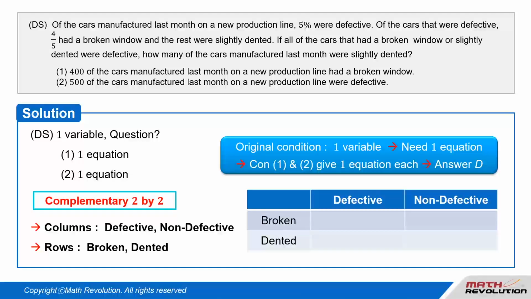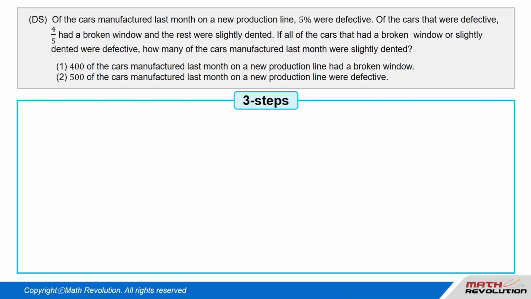According to the question, complementary pairs are defective and non-defective, which we will place in columns, and broken and dented, which we will place in rows. Broken, which are defective and which are non-defective. Dented, which are defective and non-defective. To prove this is correct, let's apply the 3 steps suggested previously.